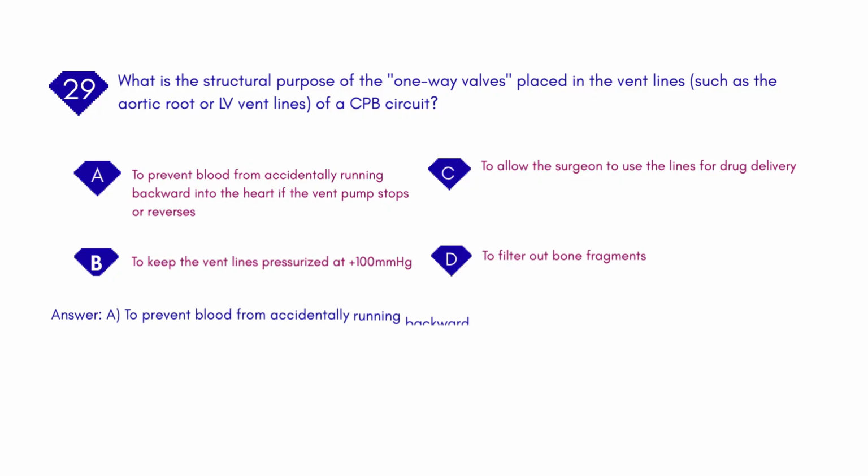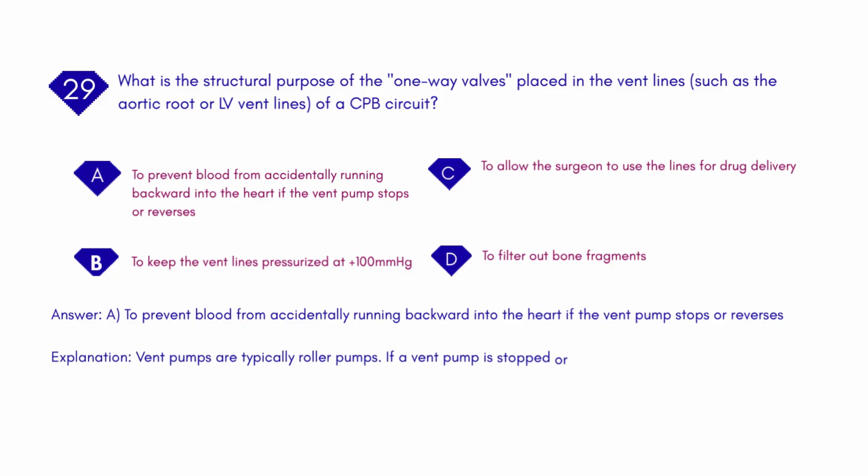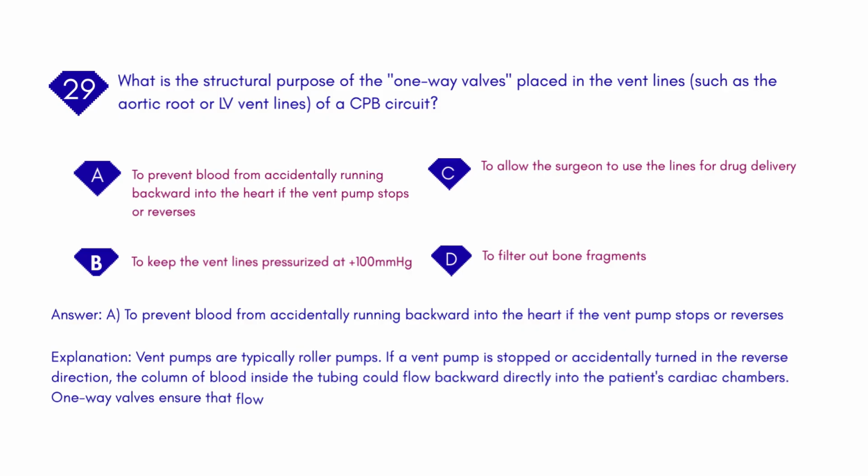Answer: A. To prevent blood from accidentally running backward into the heart if the vent pump stops or reverses. Explanation: vent pumps are typically roller pumps. If a vent pump is stopped or accidentally turned in the reverse direction, the column of blood inside the tubing could flow backward directly into the patient's cardiac chambers. One-way valves ensure that flow can only move from the heart toward the cardiotomy reservoir.